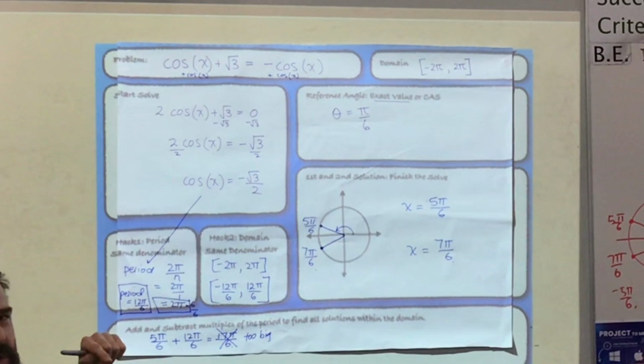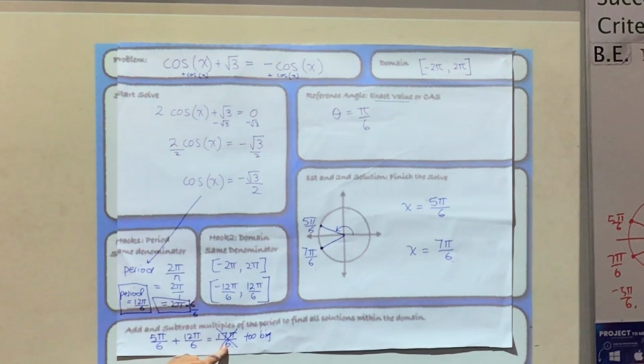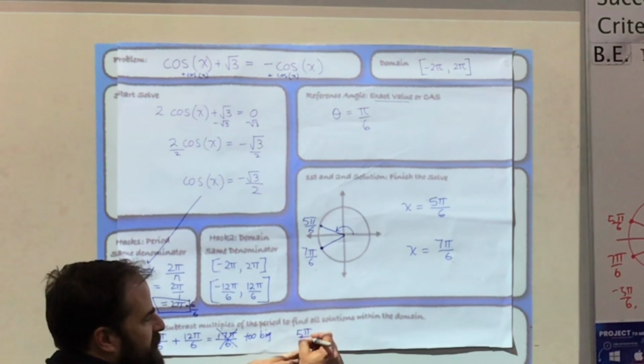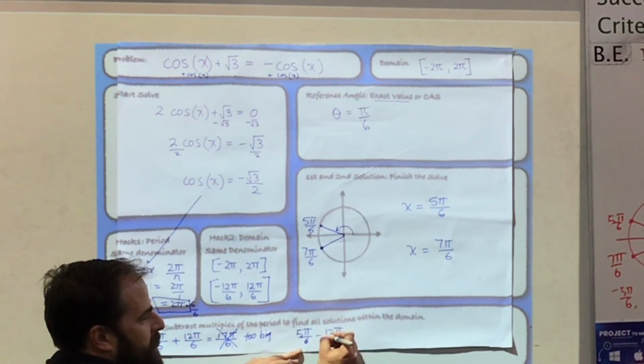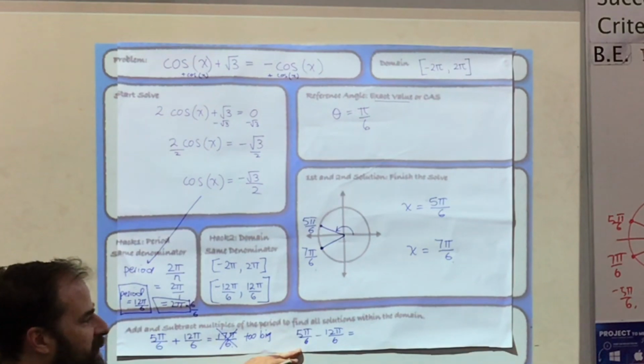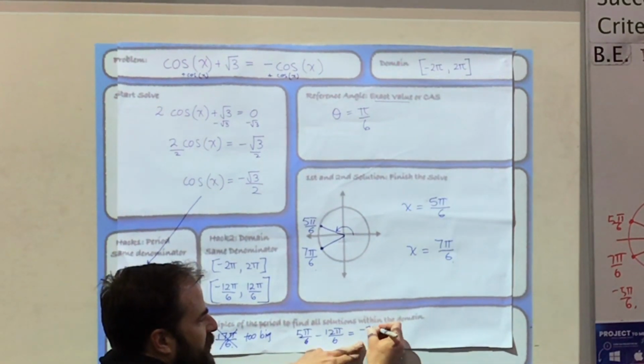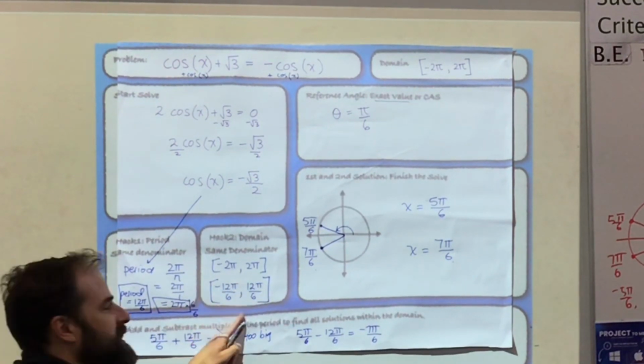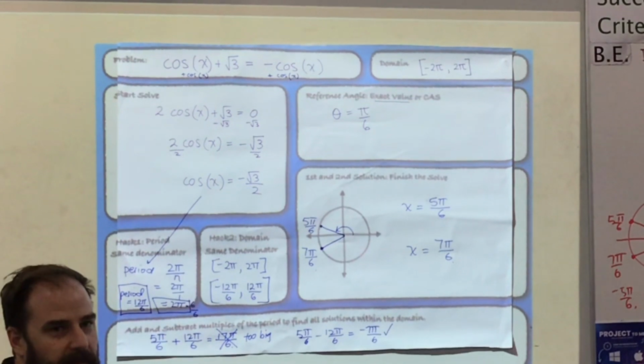So if I go forwards around the unit circle, if I make my angle bigger, my next solution is outside the domain. What do you predict I might do next to test? Go the other way. How do I go the other way around the unit circle? I subtract instead. So now I'm going to start with my first solution and I'm going to subtract the period. 5 pi on 6 minus 12 pi on 6 is minus 7 pi over 6. Is this answer within my domain? Yes, it is. So this is another possible solution.